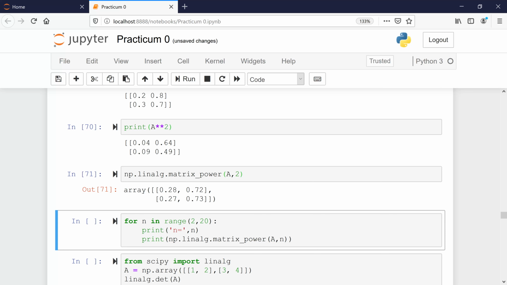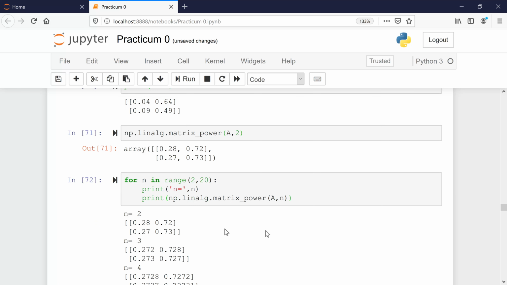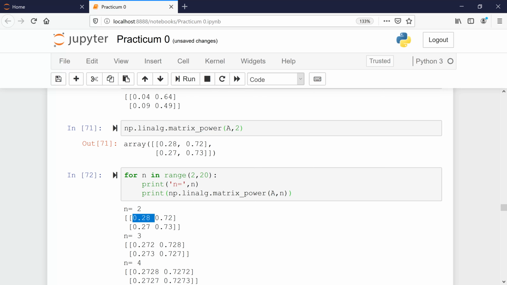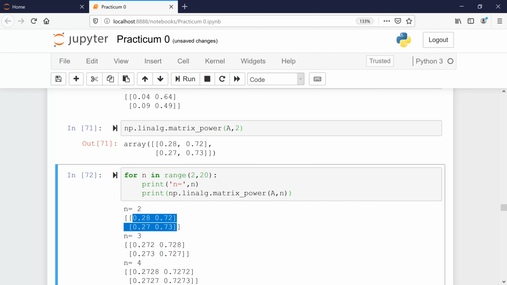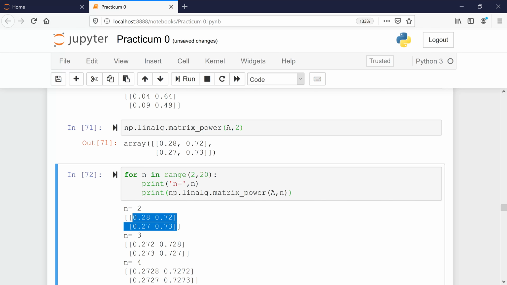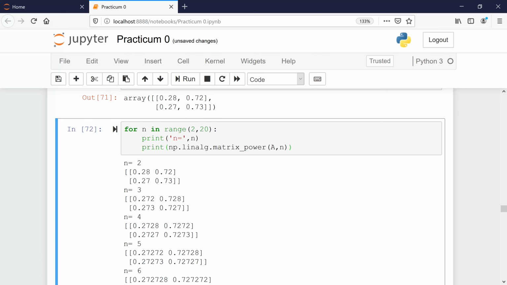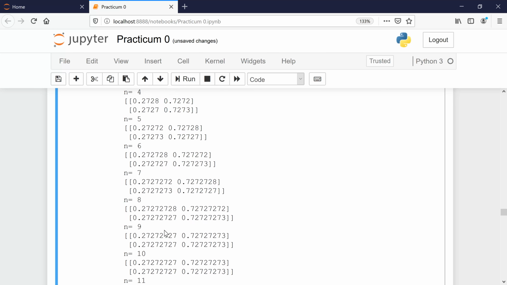Now let us see what happens if we take A^3, A^4, A^5. What happens as n tends to infinity? We just did an experiment. We took n from 2 to 20 and computed the successive powers: A^2, A^3, A^4, up to A^20. When n equals 2, we get this matrix. It's still stochastic, so the sum of each line is 1. For n equals 3, we get something else, then n equals 4, n equals 5, and so on.